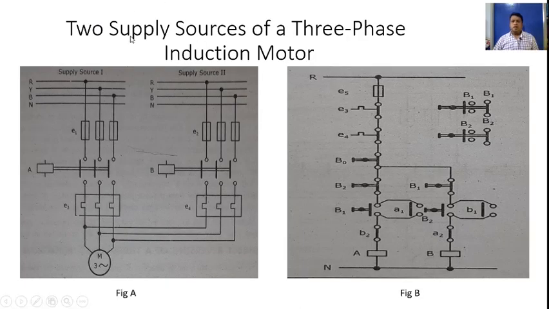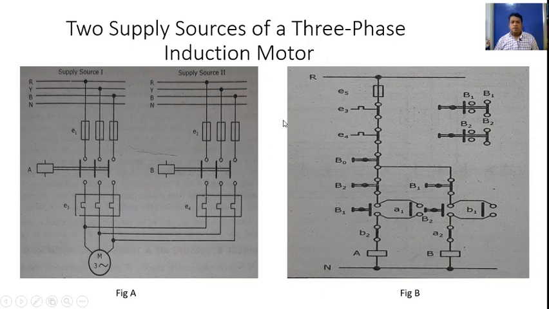Now we are dealing with the two supply sources of a three-phase induction motor. What is it? The name itself says two supply sources of a three-phase induction motor: this is supply source 1 and this is supply source 2. If you have the R, Y, B phases and here A and B are the contacts, then the three-phase induction motor is connected with the help of these two sources. With the help of contactors E3 and E4 they connect here and the motor will start operation.